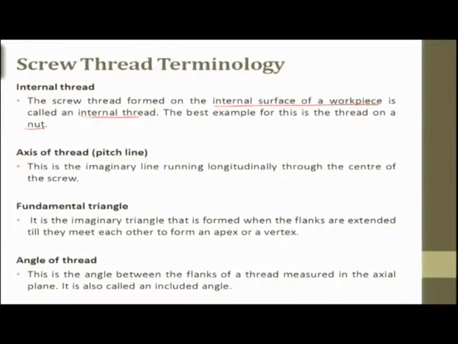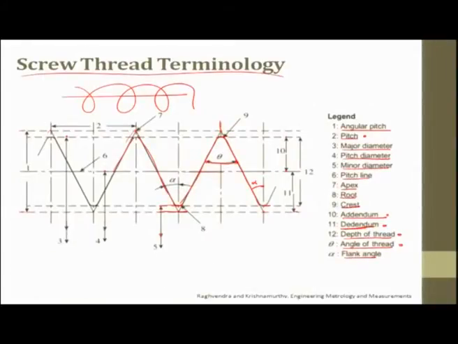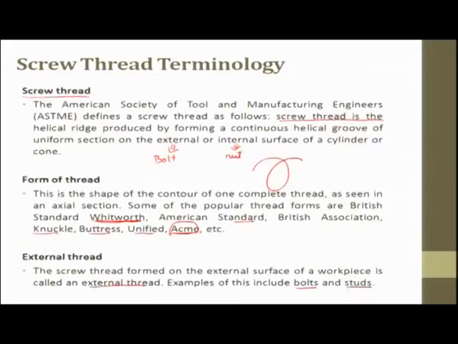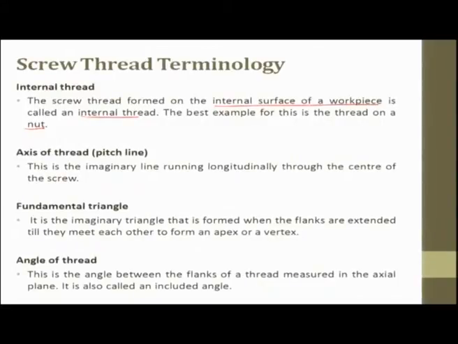Okay. What is the axis of the thread? It is otherwise called the pitch line. If you go back and see the definition, pitch line. So, the axis of the thread is called the pitch line. It is the imaginary line running longitudinally through the center of the thread, called the axis of the thread, which is nothing but the pitch line.